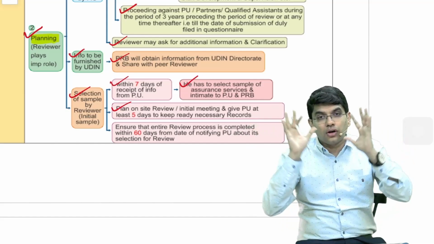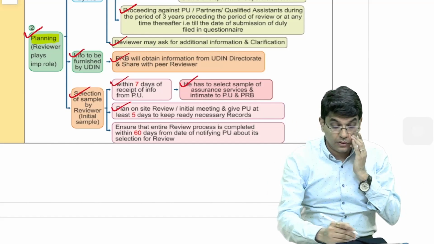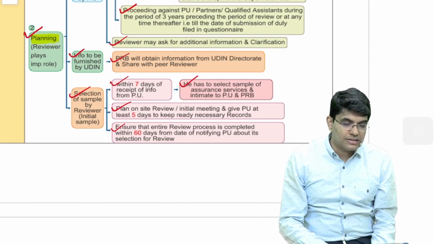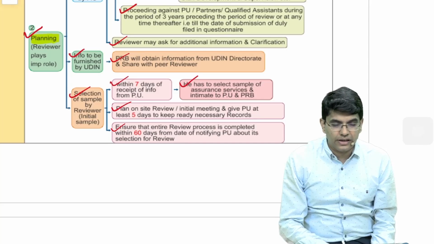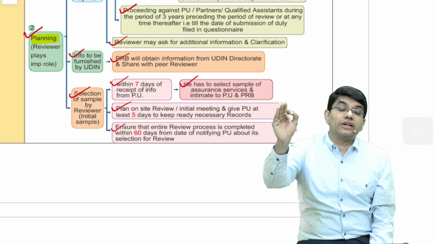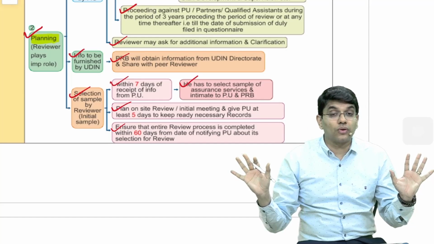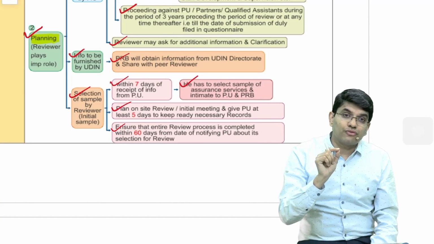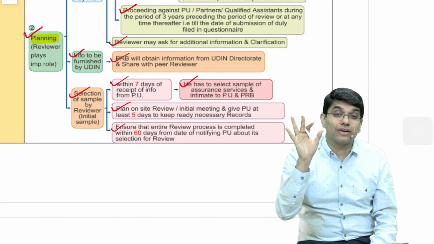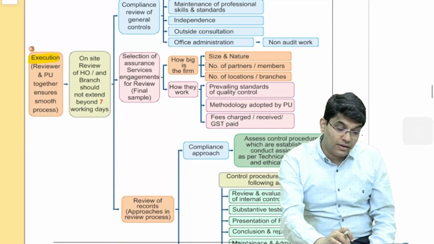and then go for the on-site review or for the initial meeting, and ensure that the peer review report is submitted within 60 days of intimation sent to the CA firm. Within 60 days it should get over. Again, there is a change. Wherever you find things written in red, those indicate changes. Earlier 90 days were required. The planning phase gets over.